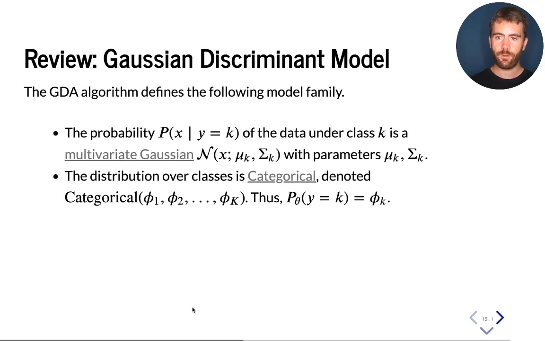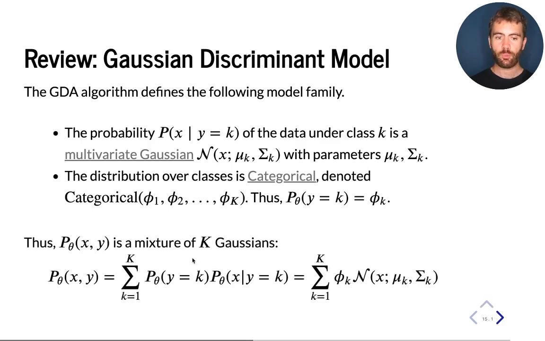An example of a generative model is Gaussian discriminant analysis. In Gaussian discriminant analysis, we assume that the conditional probability of X given Y is a multivariate Gaussian, also known as a normal distribution, with parameters mu and sigma. And the distribution over classes is a categorical distribution, which means that we have k possible classes. Each one has a probability phi, and the probability of seeing class k equals phi. So this defines a joint model over X and Y as follows.